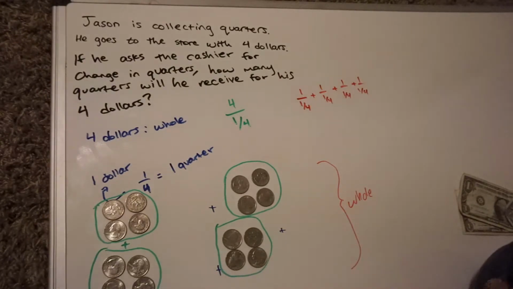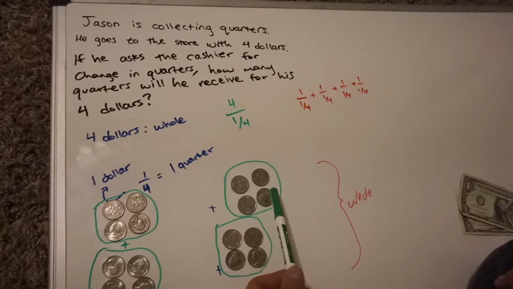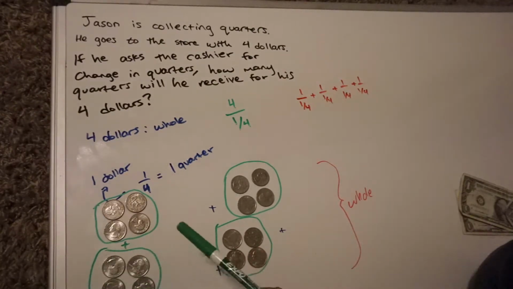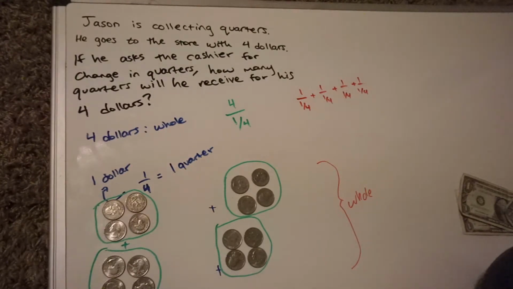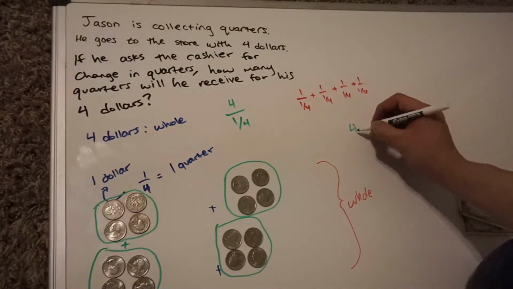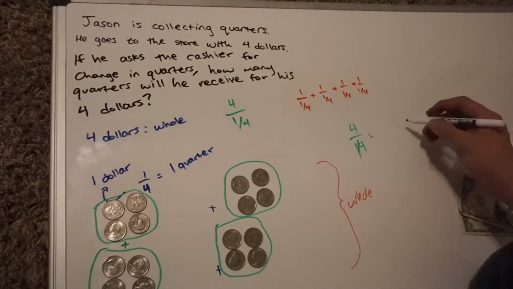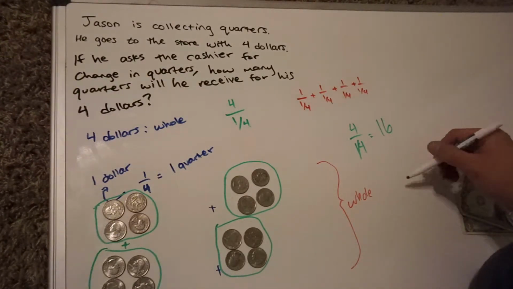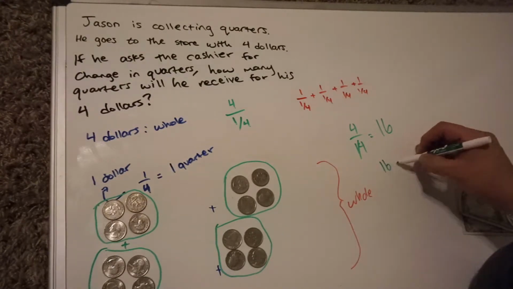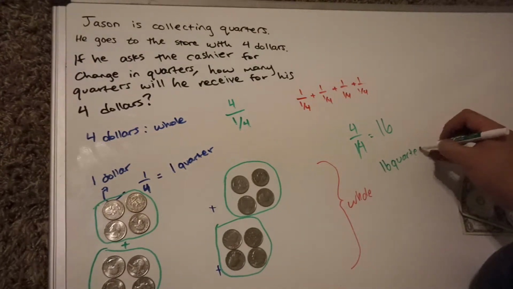Now we just have to add these up. Here we have 4 plus 4 is 8, plus 4 is 12, plus 4 is 16. So there you have it. 4 divided by 1/4 is equal to 16. In other words, Jason will receive 16 quarters if he hands the cashier $4.